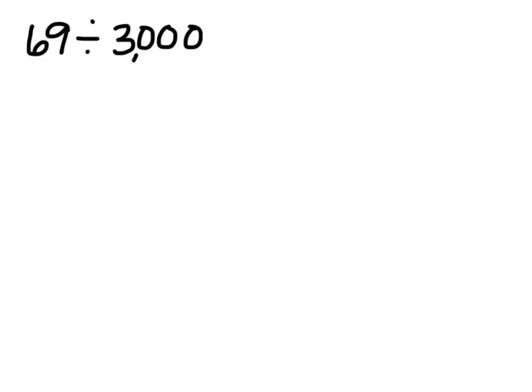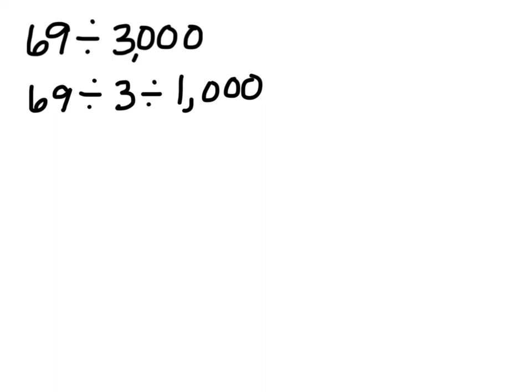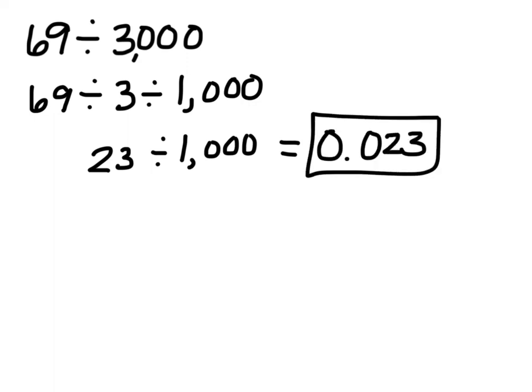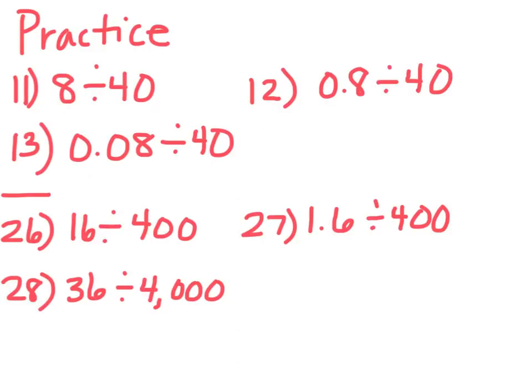Let's complete one last example together, dividing by 1,000. Let's divide 69 by 3,000. Let's break 3,000 into 3 and 1,000. 69 divided by 3 is 23, divided by 1,000. If we're dividing by 1,000, all of our digits move 3 places to the right, which will make 23 into 0.023 or 23/1000.